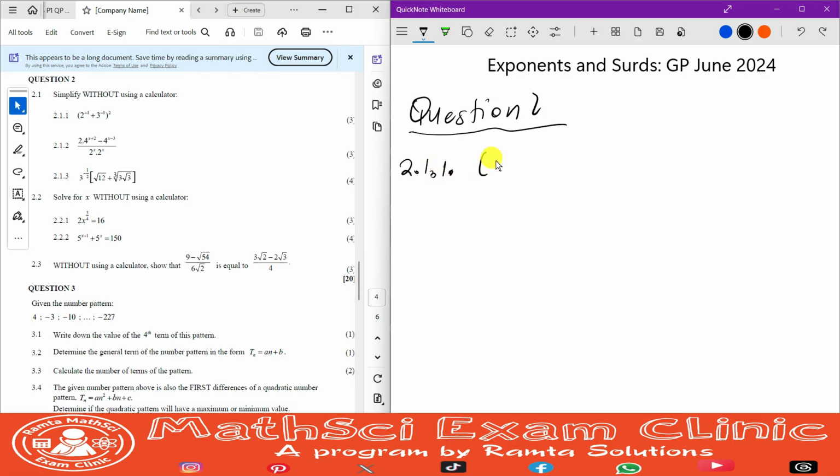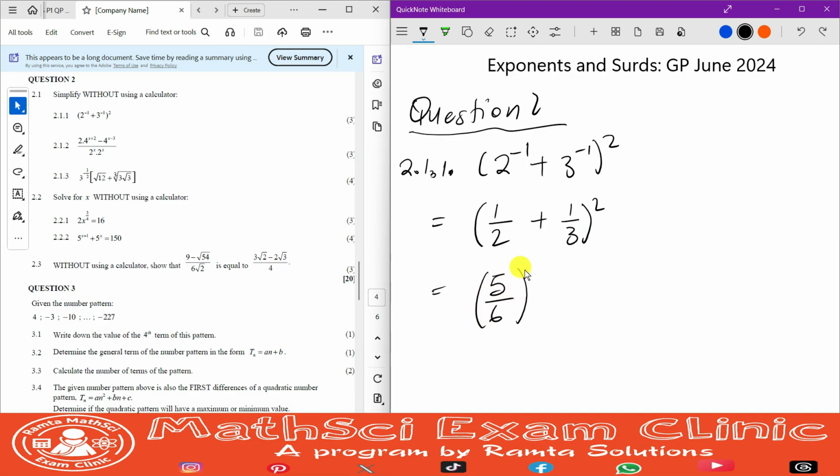2.1.1, we're simplifying 2 to the power negative 1 plus 3 to the power negative 1, all raised to the power 2. Remember, you need to simplify the bracket first. 2 to the power negative 1 is the same as 1 over 2. In the same way, 3 to the power negative 1 is the same as 1 over 3, all raised to the power 2. Now, 1 over 2 plus 1 over 3 can be simplified as 5 over 6.